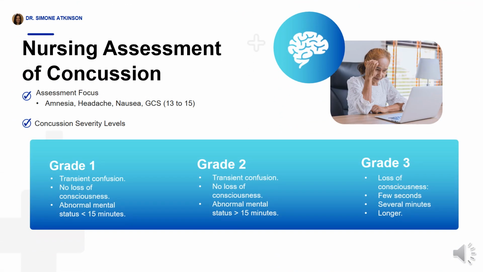Nursing assessment of patients with a concussion includes amnesia, headache, nausea, and an intact Glasgow Coma score of 13 to 15. Now, there are 3 levels of severity ranging from grade 1 to grade 3. A grade 1 concussion shows transient confusion with no loss of consciousness and an abnormal mental status lasting less than 15 minutes. A grade 2 concussion includes transient confusion with no loss of consciousness and abnormal mental status for more than 15 minutes. And a grade 3 concussion involves the loss of consciousness for a few seconds, several minutes, or even longer.